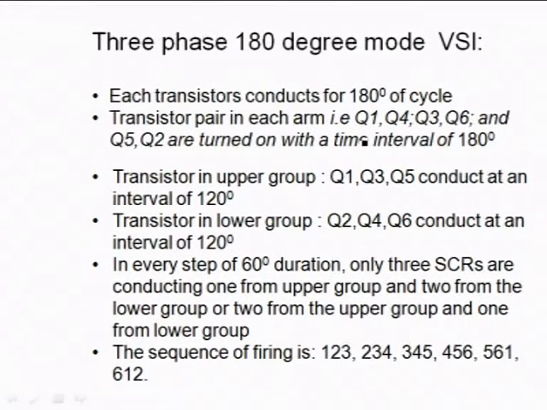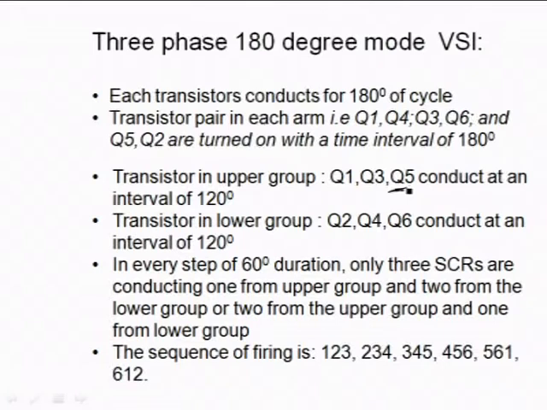The transistors in the upper group Q1, Q3, Q5 conduct at intervals of 120 degrees. The transistors in the lower group Q2, Q4, Q6 conduct at intervals of 120 degrees. If Q1 conducts at omega equal to 0, then Q3 conducts at omega equal to 120, then Q5 conducts at omega equal to 240. This is what an interval of 120 degrees means. In every step of 60 degrees duration, there are 6 steps, each step is of 60 degrees duration, therefore 60 into 6 is 360 degrees.